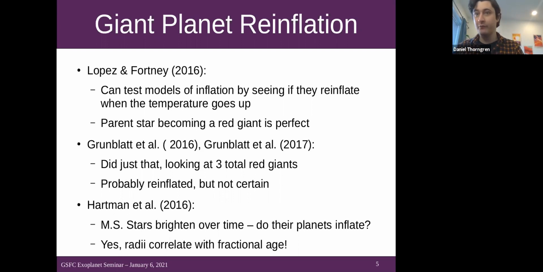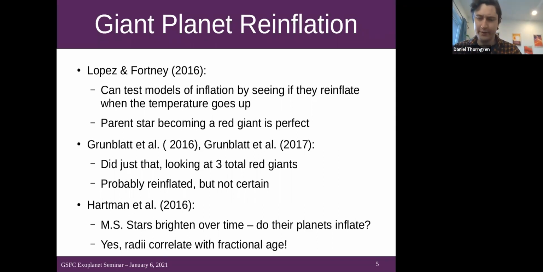So he teamed up with Sam Grunblatt, and they found 3 red giants with 3 hot Jupiters around them, with the caveat that they were probably hot before the star moved off the main sequence, but only barely. So they started out a little hot and then they became very hot. And that kind of messes up the analysis a little bit. It does seem like they probably did reinflate, but it's hard to be completely sure. I think that if we can find that perfect case, we'll have it.